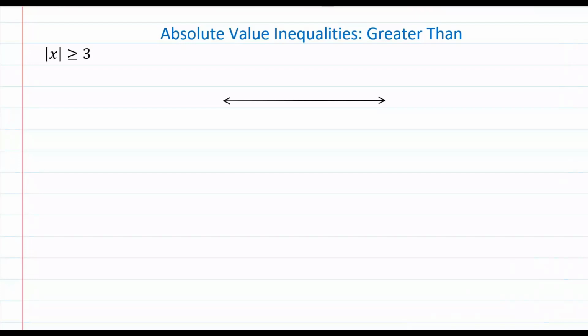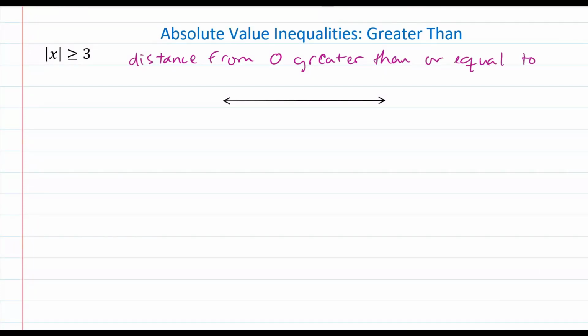So let's go ahead and understand what this means by absolute value greater than or equal to 3. It means the values for x are going to be values that are a distance from 0 on the number line greater than or equal to 3. So let's put 0 on our number line, and let's put values that have a distance of exactly 3 units from 0, which would be 3 and -3. So those values both have a distance of exactly 3 units from 0.